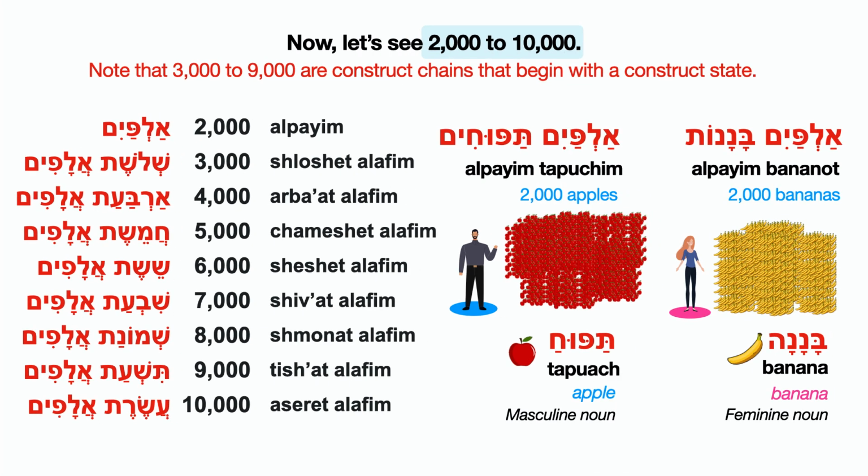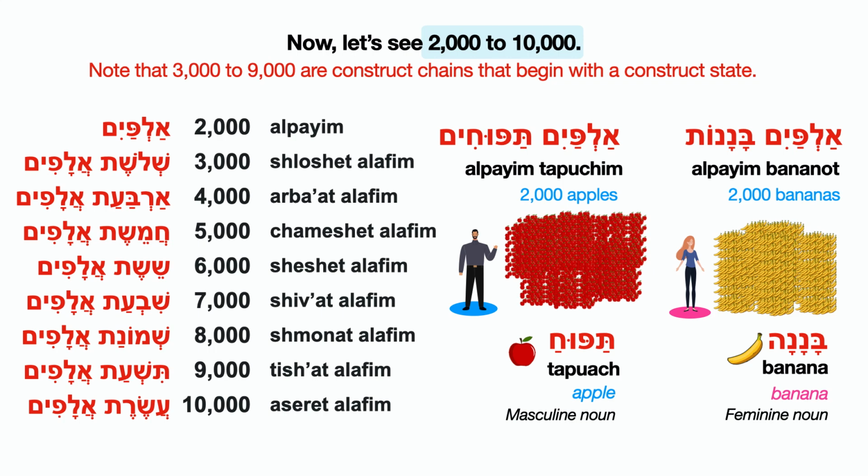Now let's see 2,000 to 10,000. Note that 3,000 to 9,000 are construct chains that begin with a construct state. In the previous lesson, part 2 of this lesson series on Hebrew numbers, I touched on this subject and explained about construct chains and construct states, so you might want to review that lesson.